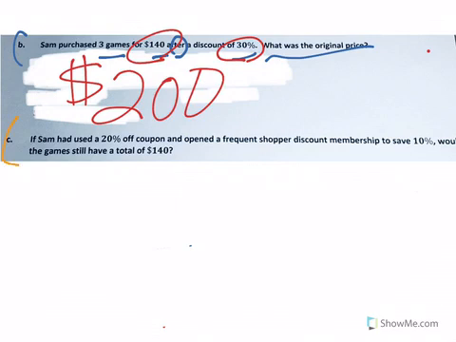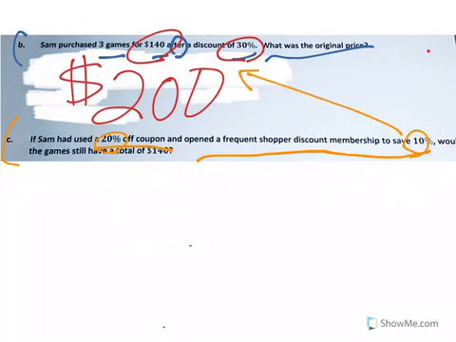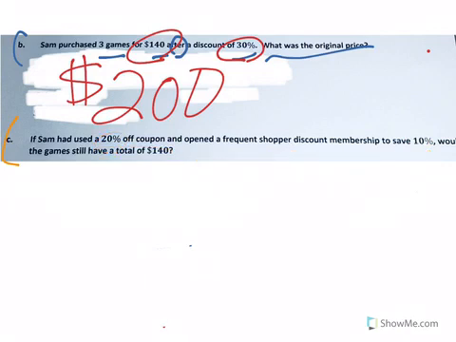Okay, second part of our problem here. If Sam had used a 20% off coupon and opened a frequent shopper discount to save 10%, would that have still been a total of $140? So here's the question. This is basically what we're looking at here. This is the same thing I was just talking about. The 20% off and the 10% off. Is that the same as getting 30% off when you don't get them all at once? Well, let's take a look and check it out.